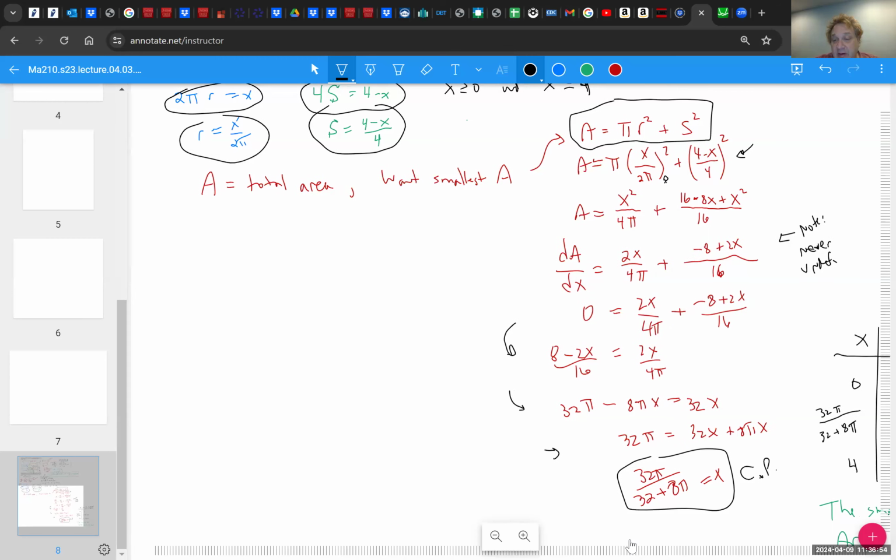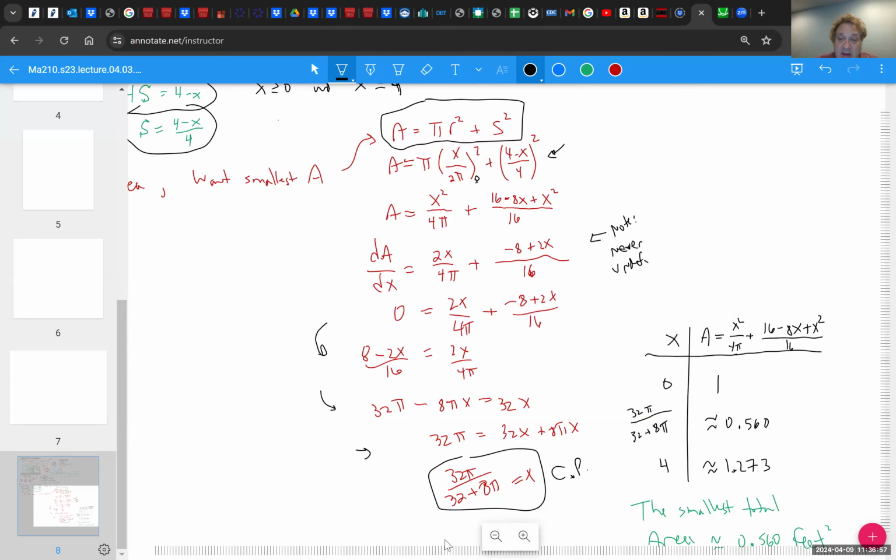And then over here, I list my endpoints and my critical point. So I know x can't be smaller than 0, and it can't be bigger than 4, right? Because it's the first bit of the wire. So the smallest it could be is 0, and the biggest it could be is 4, because it's a 4-foot long wire. And then I just took those various values of x, the endpoints, and of course the critical point, and I plugged them into my equation for the total area. And when I plugged in 0, I got 1. When I plugged in this 32 pi over 32 plus 8 pi, I got about 0.560. And when I plugged in 4, I got about 1.273.